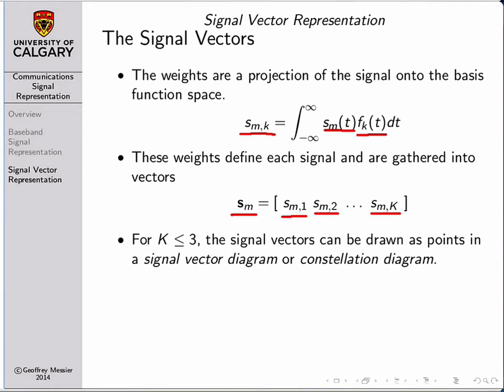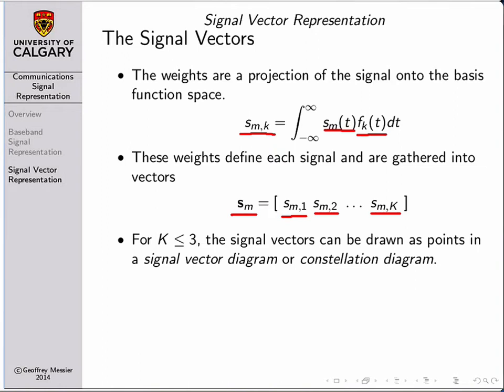And as long as K is less than or equal to 3, we can draw these signal vectors in a vector space, right? So if our vectors are two-dimensional, we can create a two-dimensional picture. Each signal vector would be a point on that two-dimensional picture, because the values would give us the x and y coordinates. And we would call that diagram a signal vector diagram, or sometimes also a constellation diagram. And we'll be seeing some examples of these later on.